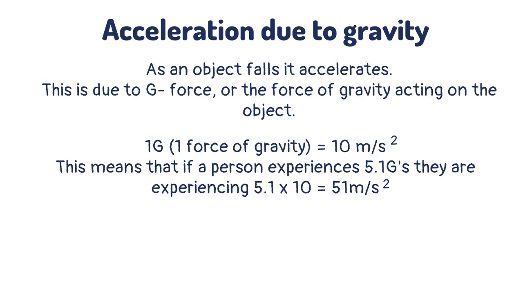As an object falls, it accelerates. This is due to g-force, or the force of gravity acting on the object. On Earth, g-force is 9.8 meters per second squared. This is often rounded to 10 meters per second squared. However, in reality, air resistance, friction, wind or other factors affect this. So, when you are answering questions, you should ignore friction unless told not to.